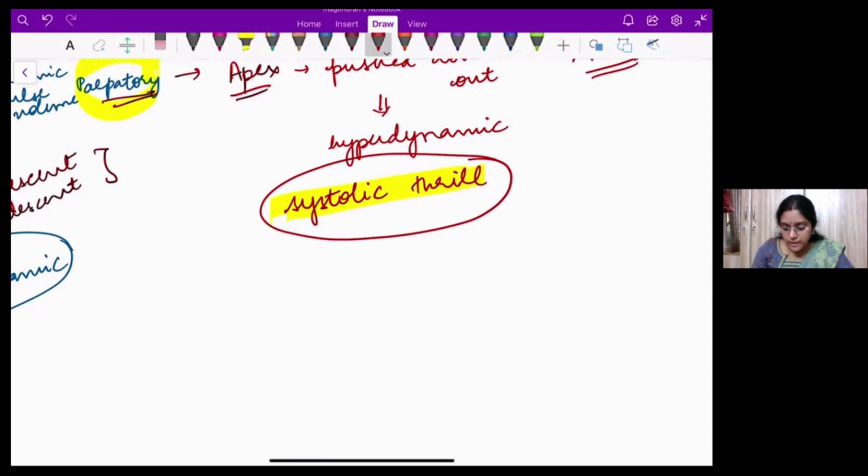Apart from this, you can also have the palpable P2 and parasternal heave. All the features of pulmonary hypertension will also be present in these patients. Okay, this will be very, very important. So these will be the palpatory findings. Systolic thrill will be there, palpable P2 will be there. So this is very, very important. Then you understand this. Okay.